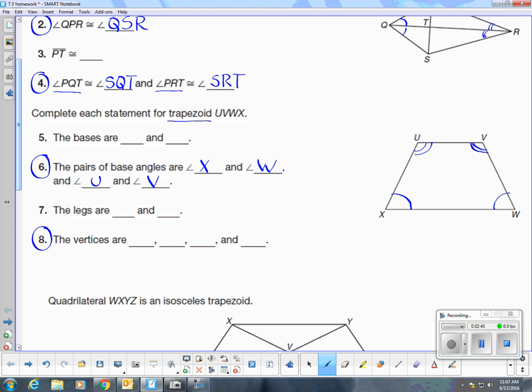The vertices of the trapezoid are U, V, W, and X.